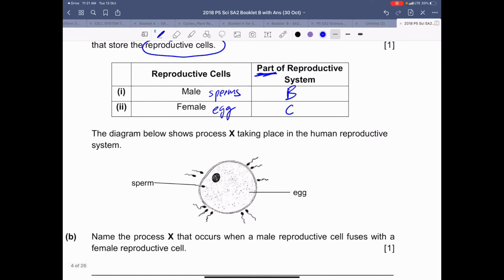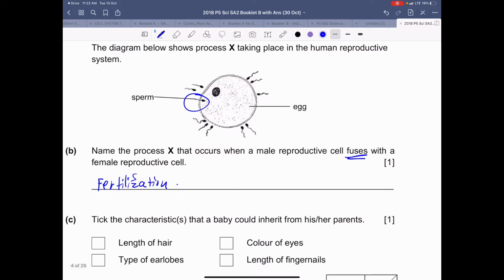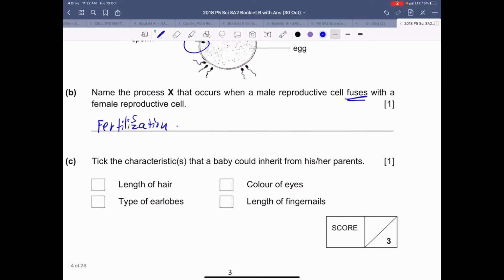Now, the diagram below shows process X taking place. Alright, so obviously you have your sperm meeting your egg. I told you all this many times already. Okay? This part over here is actually the fusion part. So this is fertilization. A lot of you cannot spell fertilization. You can put S also, whatever. I accept both. Okay, I have to spell for y'all.